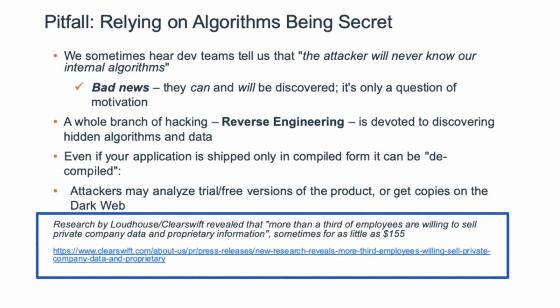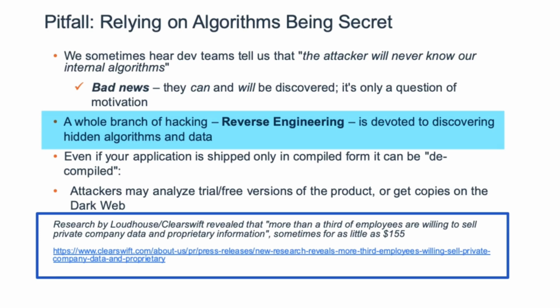They just say, well, we have a compiled application, it's all machine code, the attacker will never know our internal algorithms. Well, if you think that, I have bad news for you: they can and they will be discovered. It's only a question of how motivated the attacker is. There is actually a whole branch of hacking called reverse engineering, and it's devoted to discovering hidden algorithms and data.